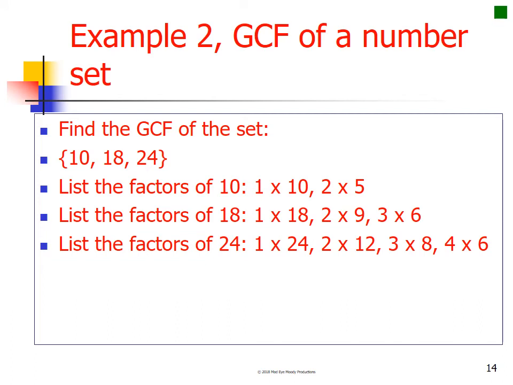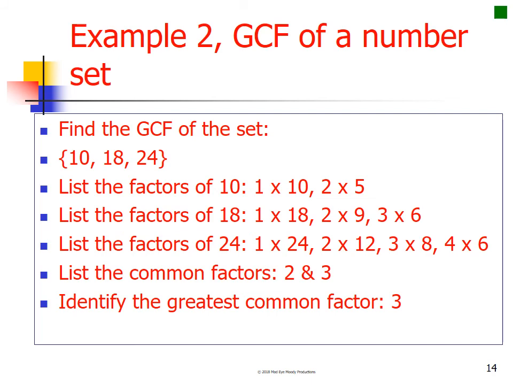And then I'm going to list the factors of 24. 1 times 24, 2 times 12, 3 times 8, 4 times 6, and not 5, and then I'm back to 6. Now that I have the individual factors for each number, I want to list the common factors. The two numbers that appear on all three lists are 2 and 3. I cannot use anything else because we don't count the number 1, and the other numbers do not appear on all three lists. And now that I have my common factors, I identify the one with the greatest value, which is the number 3.